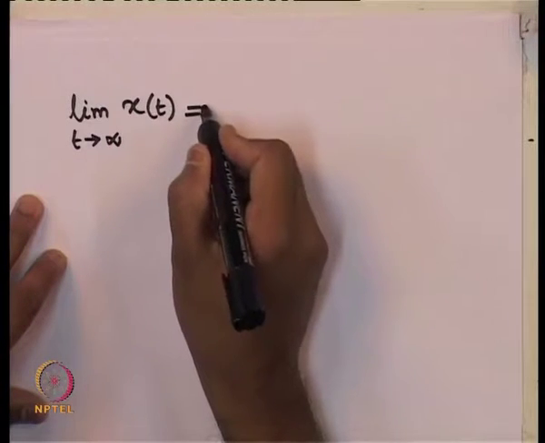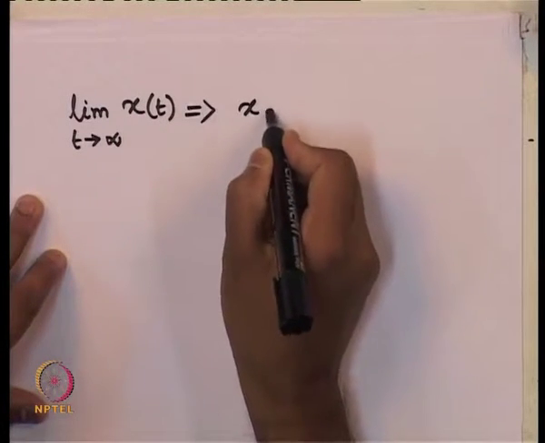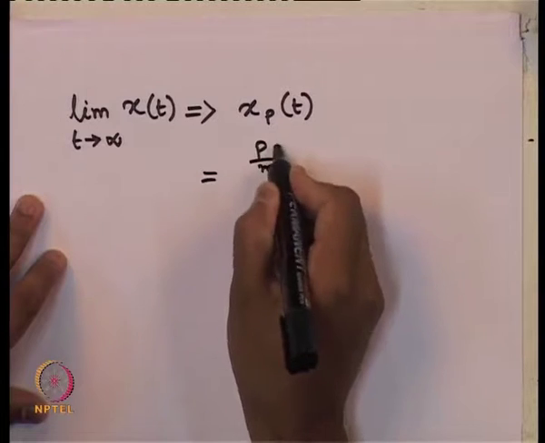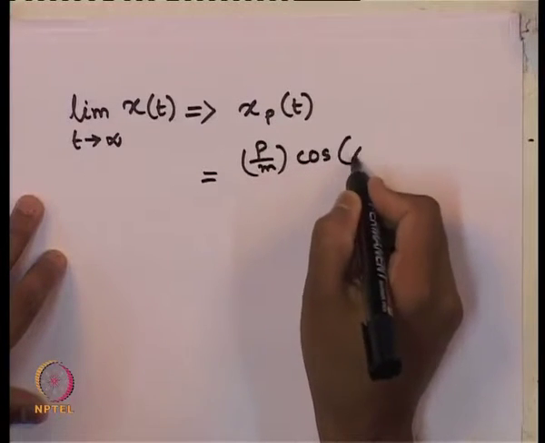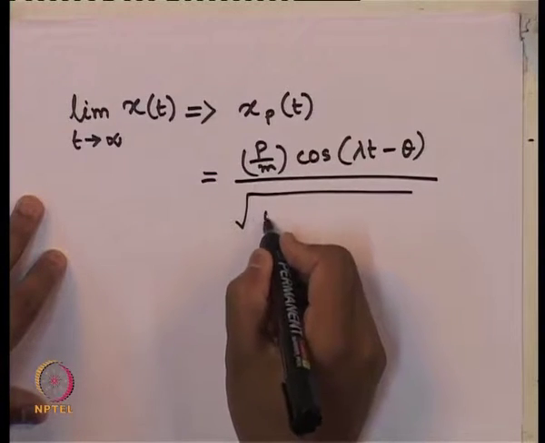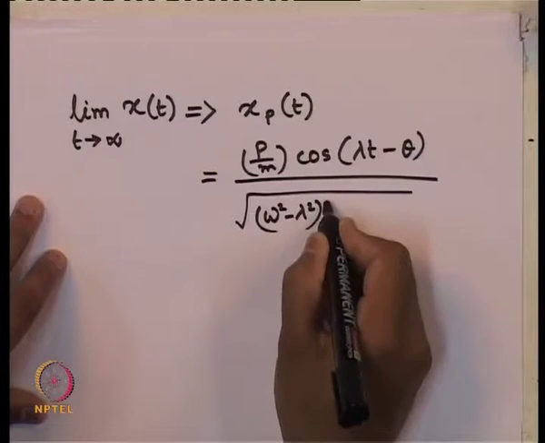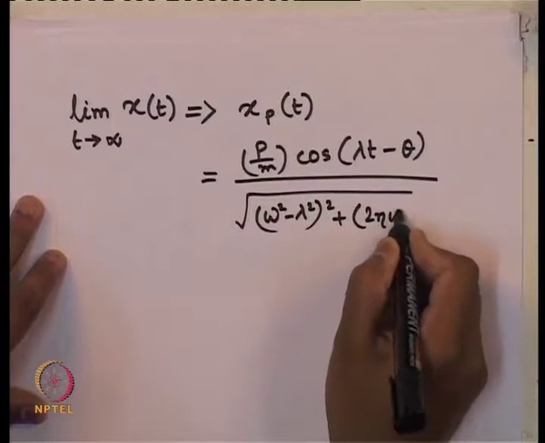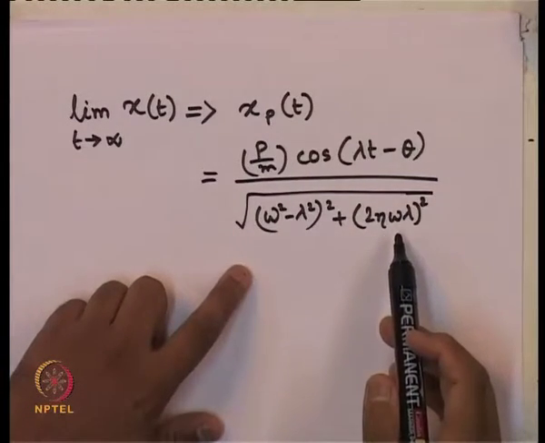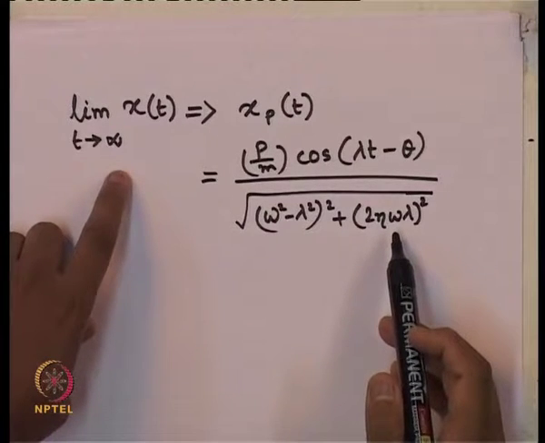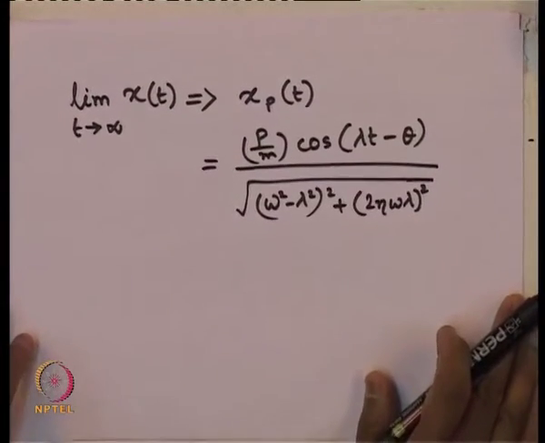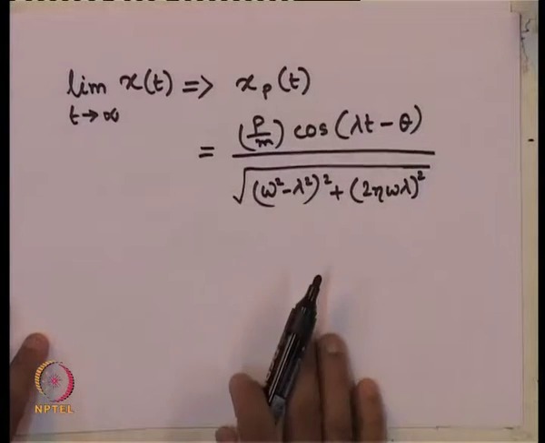It will give me the solution as x p of t, which is nothing but p by m cosine lambda t minus theta, divided by the root over omega square minus lambda square, whole square, plus 2 eta omega lambda, whole square. So, the result will tend to this harmonic function as t tends to infinity, because the other component goes to 0 or vanishes. So, this is a periodic function.